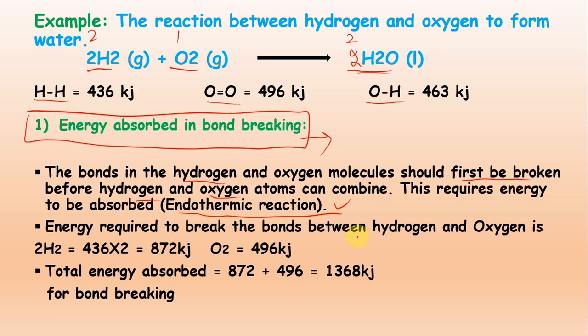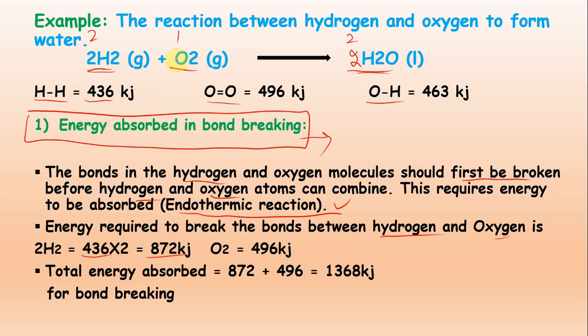Energy required to break the bond between hydrogen and oxygen. Look here, one hydrogen bond is 436. Here the moles of hydrogen are 2, so we will multiply 436 by 2. We will get 872 kilojoules of energy for 2 moles of hydrogen molecules.